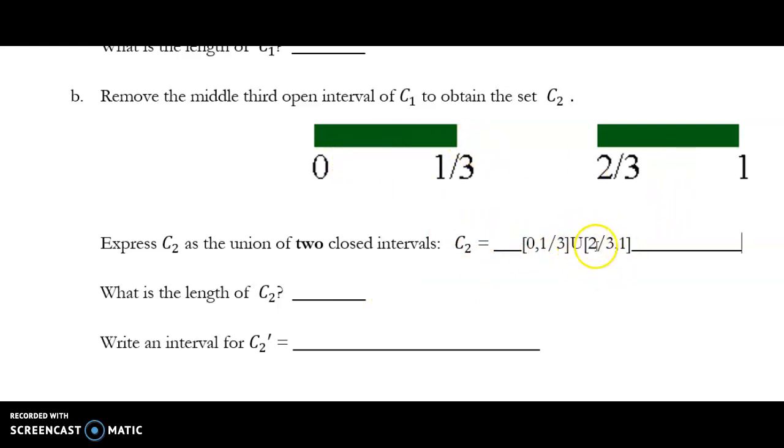Notice we're using the union operation. There's no overlap of these two sections of the number line, so it wouldn't make sense for us to even think about intersection right now. The next thing you're asked to do is to represent the length of C2. That's the total length of what you see here in green. Remember, we did shorten the original length, so we have 2 pieces here, and each of them is length 1/3. So if this is 1/3 and this is another 1/3, the total length that we have left would be 2/3.